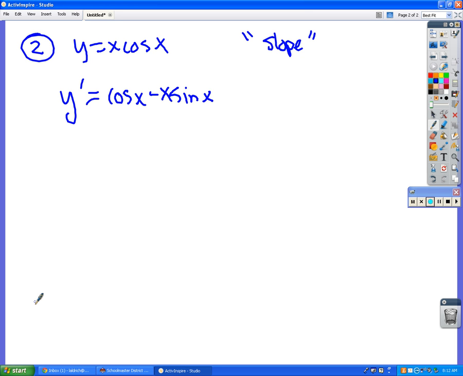Okay, so the slope equals 0, so what do I have to do with this? Set it equal to 0.